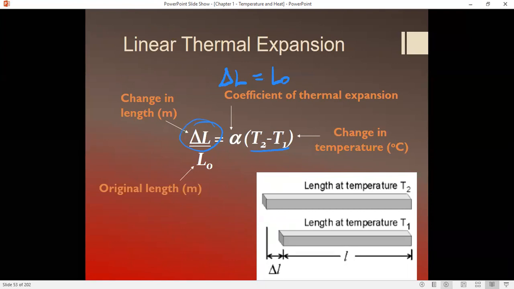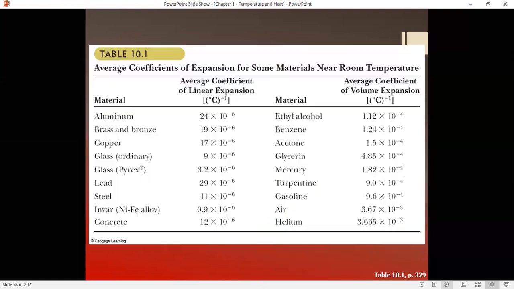times alpha, which is some coefficient usually related to the hardness of the material. Harder objects don't expand as much as softer objects. You have weaker bonds. So the weaker the bonds, the greater alpha is going to be. And then times delta T, which is the change in temperature. So as we heat things up, they will expand.